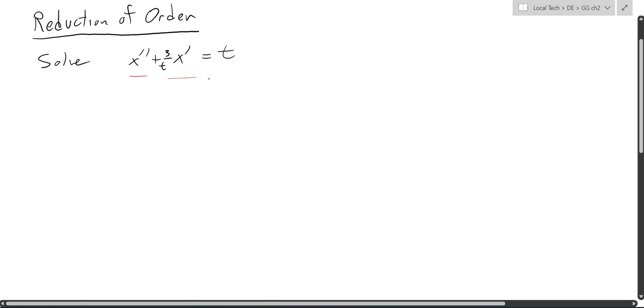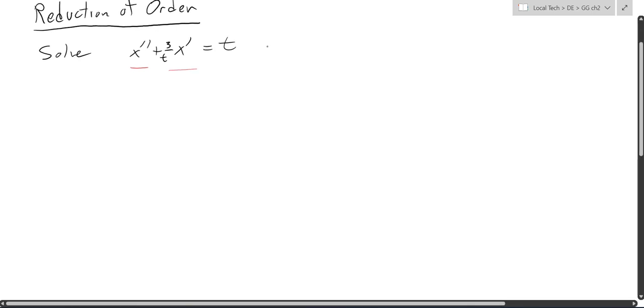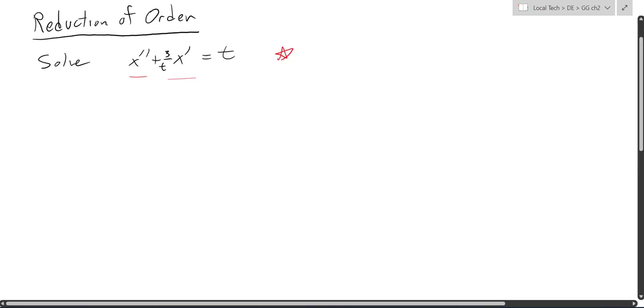And the idea of reduction of order is we're going to be able to take the second order differential equation and reduce it to a first order differential equation, which will be easier to solve. So in this problem, the key idea is that there is no x term. We have x double prime and x prime, but no x term.